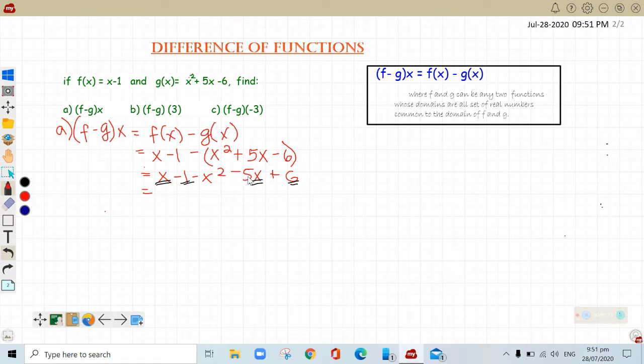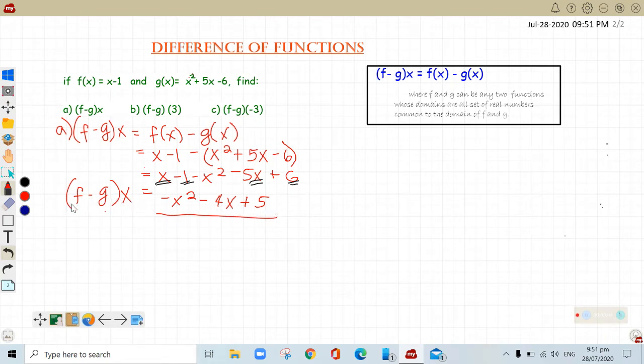Before that, we need to write the one that has no like terms, and that is negative x squared. So negative x squared, positive x, and a negative 5x. So we're going to subtract. We'll get negative 4x, negative 1, and a positive 6. So that will become positive 5. So the equation for (f minus g)(x) is negative x squared minus 4x plus 5.